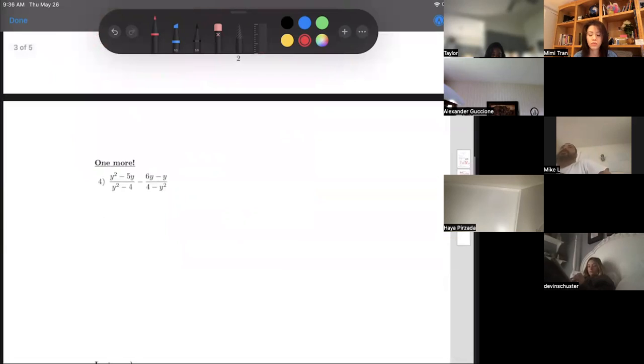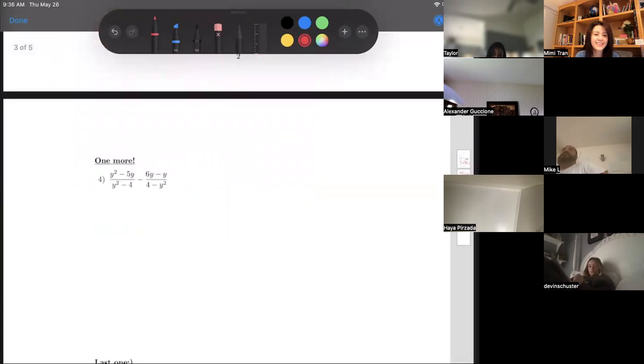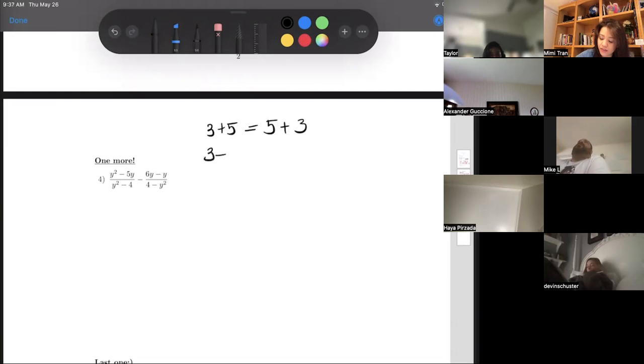Right. One more. Well, I have y squared minus 4 and then I have 4 minus y squared. Now, let me add, don't write this down. If I have 3 plus 5, do you agree that it's the same as 5 plus 3? Yes, right? Addition is commutative. However, if I have 3 minus 5, is it the same as 5 minus 3?